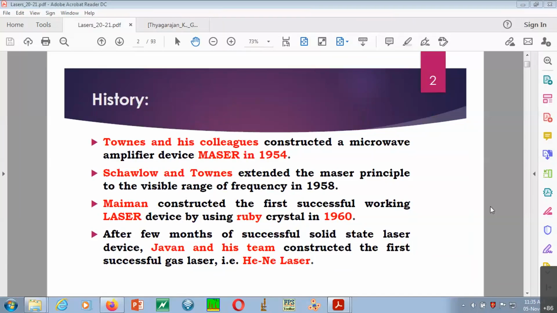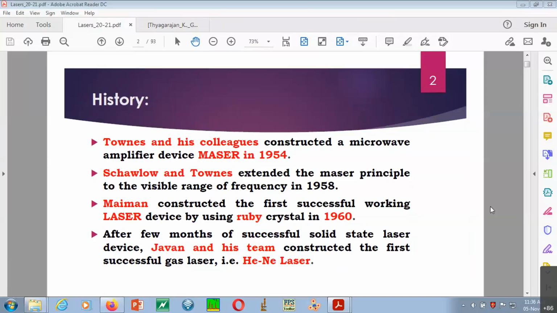And again, whenever something is happening in the science world, people work more and more towards it to find out some new things, new events, new phenomena. So during the same time, after a few months only, another scientist, Ali Javan, and his teammates, mostly students, created another laser which works on gas.